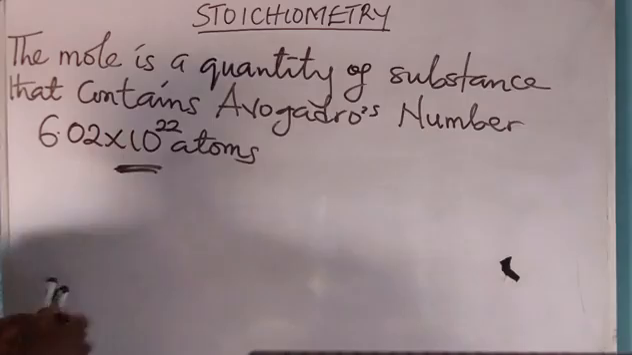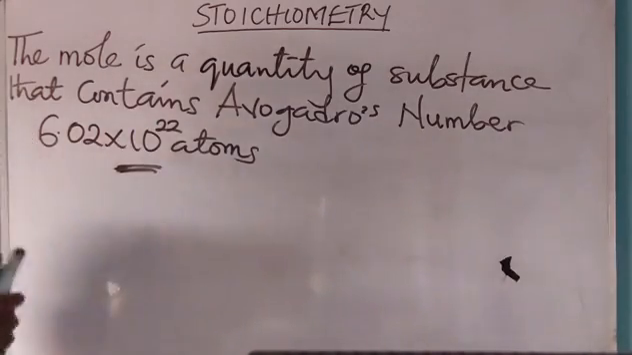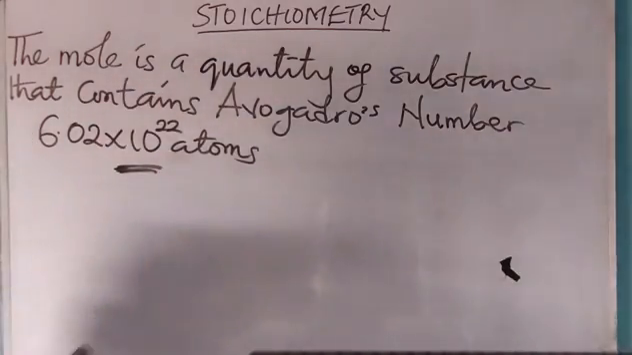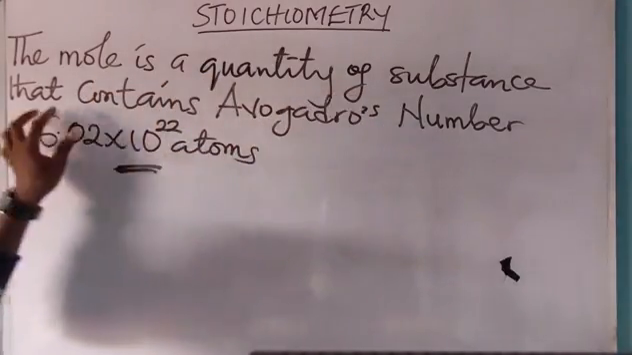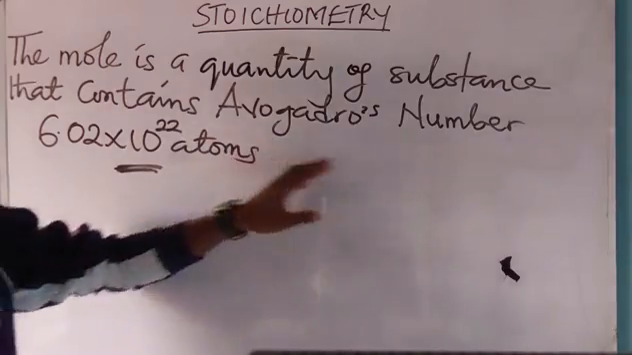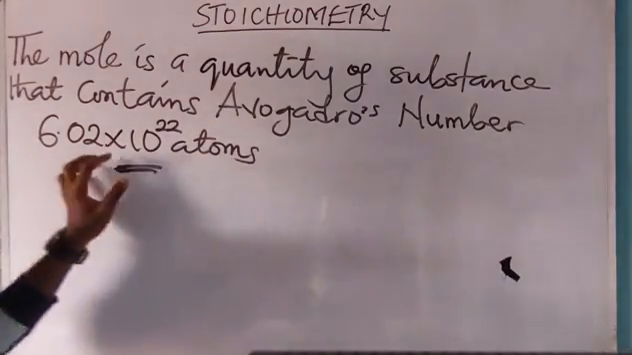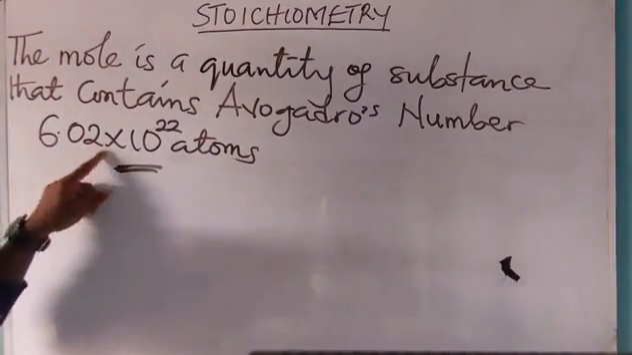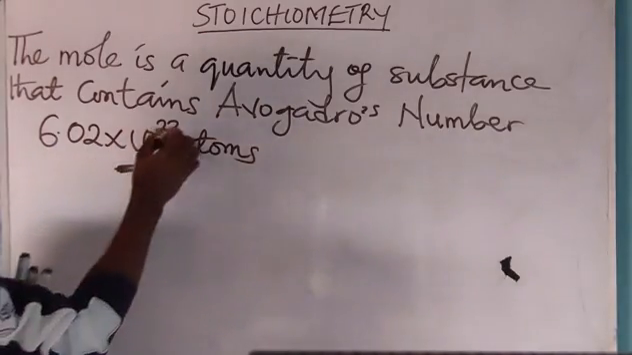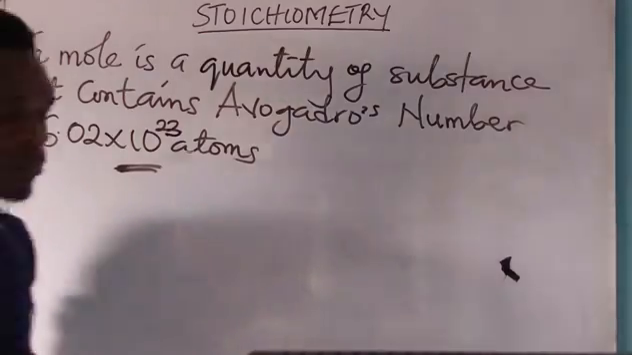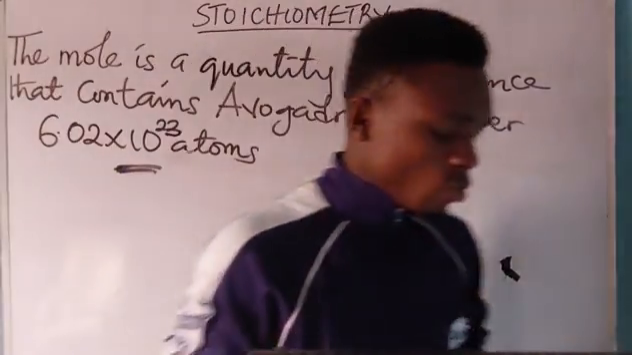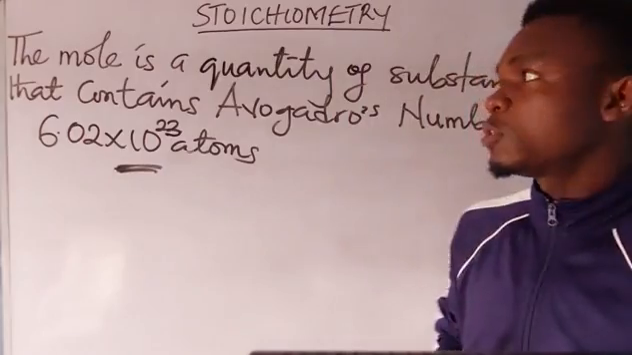Alright, let me use that word. A mole is a quantity of substance that contains Avogadro's number, and this Avogadro's number is written as 6.02 times 10 to the power 23. Please take note of that. It is very important. Now we have treated some points that are worthy of note.